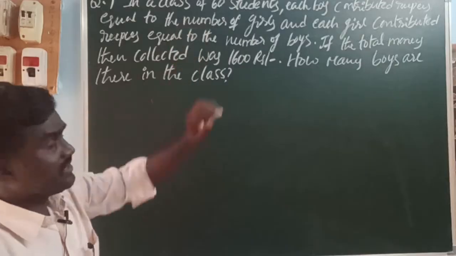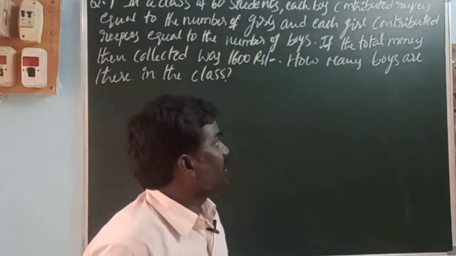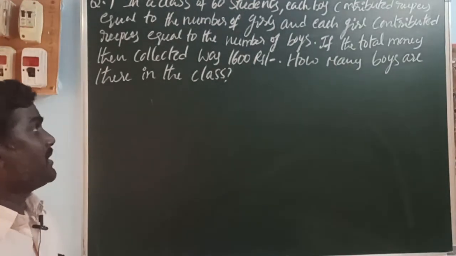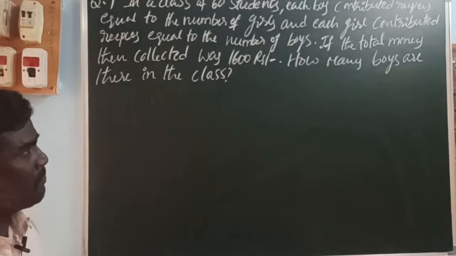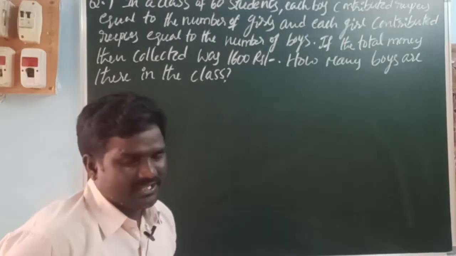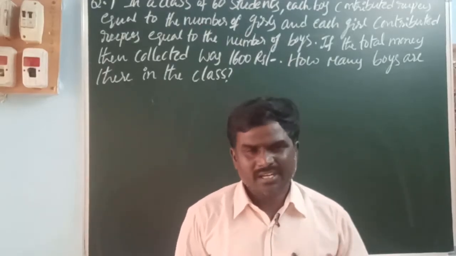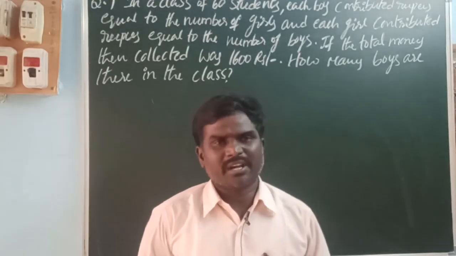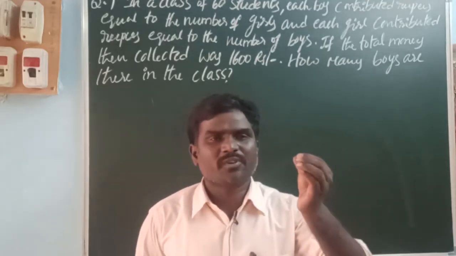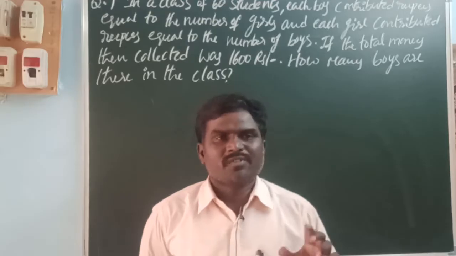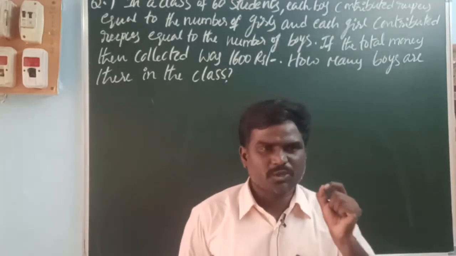Question number 7. In a class of 60 students, each boy contributes rupees equal to the number of girls and each girl contributes rupees equal to the number of boys. So what is the meaning here? A class contributes some amount. How much does each boy contribute? It is the number of girls in the class. For suppose in a class there are 20 girls, then each boy pays 20 rupees.